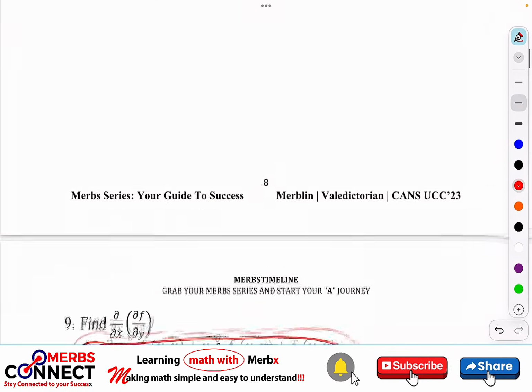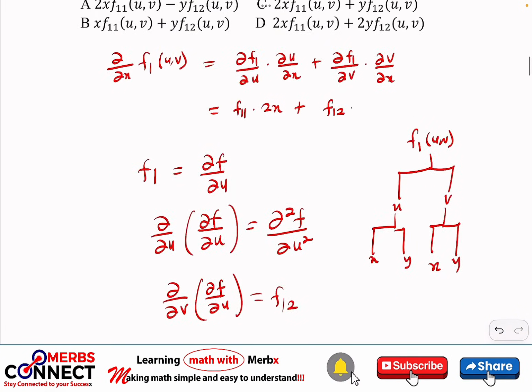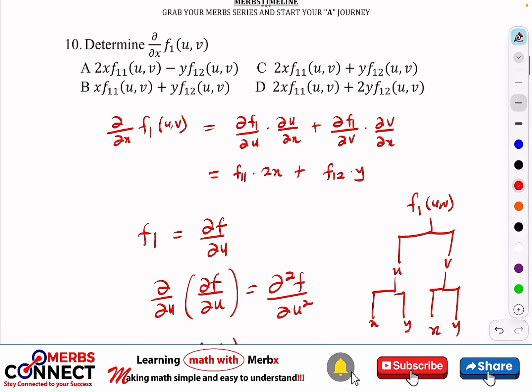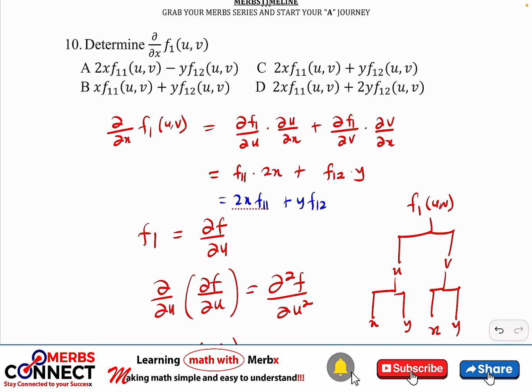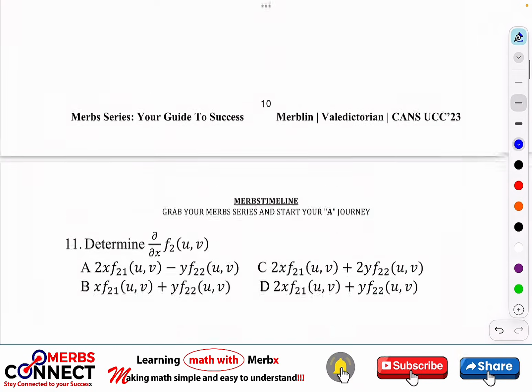And v with respect to x, what did we get? V with respect to x, we had y. So we are going to get y from there. So this is going to be times y. Great. Let me just simplify this and have 2x f11 plus y f12. You see, it's nice, right? It's very interesting. I love it.